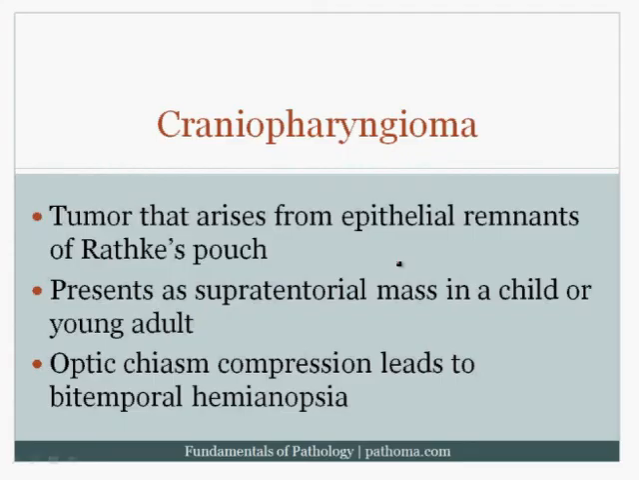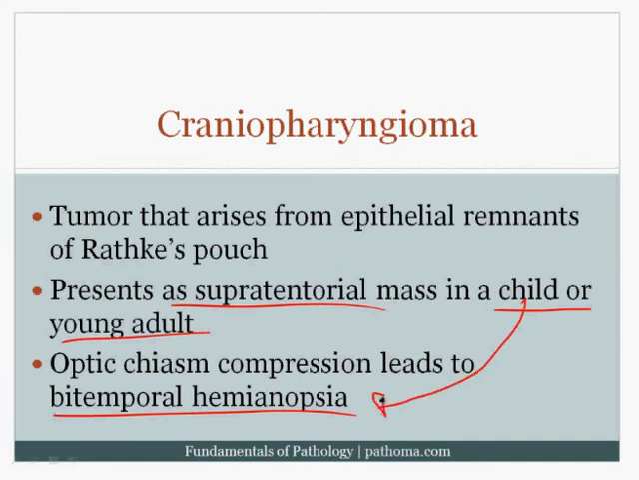Okay, so craniopharyngioma is a tumor that arises from the epithelial remnants of Rathke's pouch. It presents as a supratentorial mass, and again, that's because the sella turcica is supratentorial, in a child or a young adult. It can compress the optic chiasm, given its location near the optic chiasm, which will then result in bitemporal hemianopsia. Now, very high yield, because bitemporal hemianopsia we sort of always associate with pituitary adenomas or tumors of the pituitary gland. However, it's important to note that if you have bitemporal hemianopsia in a child, you really want to think about a craniopharyngioma, and that's particularly high yield.